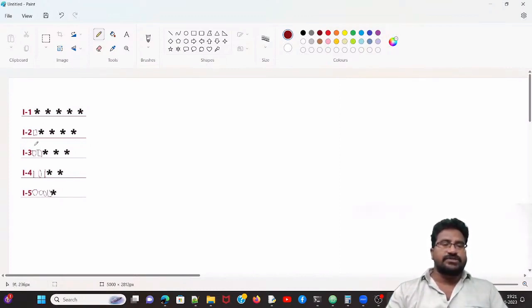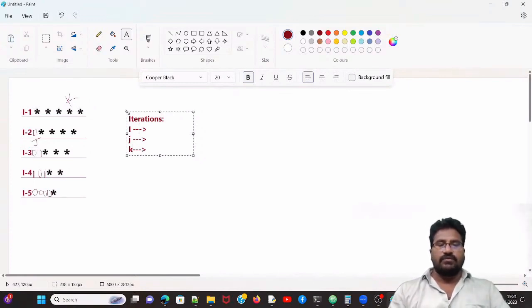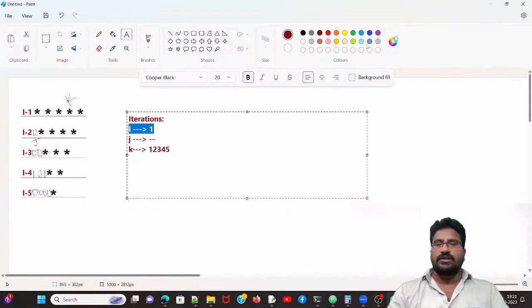For spaces, we use the J loop, and then we use the K loop here. All of you observe. Now, when we take the iterations, when I is 1, what is J and what is K? When I is 1, J iterates no times, then K iterates how many times? 5 times. Okay, 5 times K iterates.